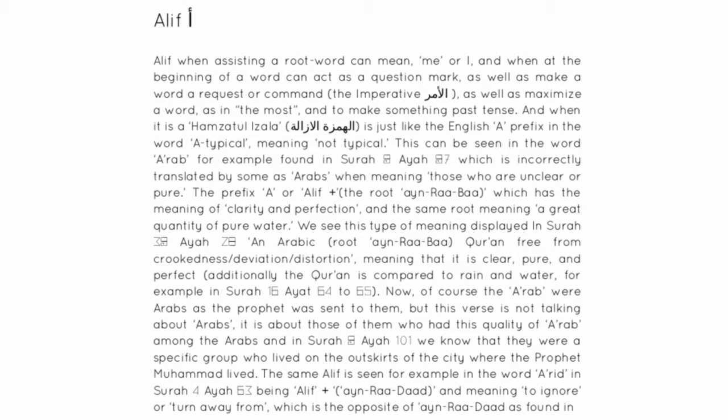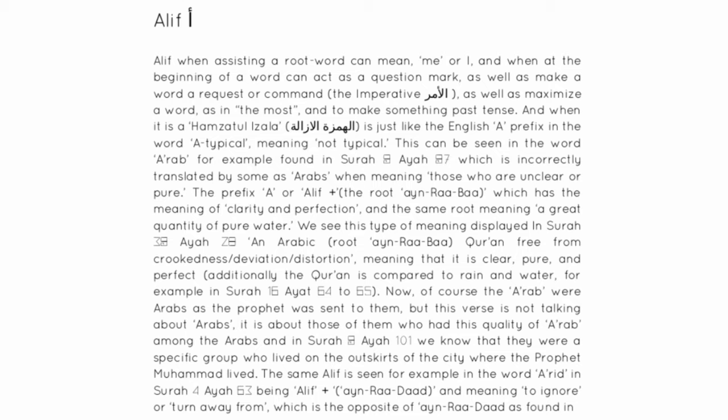This can be seen in the word A'rab, for example found in Surah 9, Ayah 97, which is incorrectly translated by some as Arabs, when meaning those who are unclear or pure. The prefix a or alif plus the root ayn ra ba, which has the meaning of clarity and perfection, and the same root meaning a great quantity of pure water.